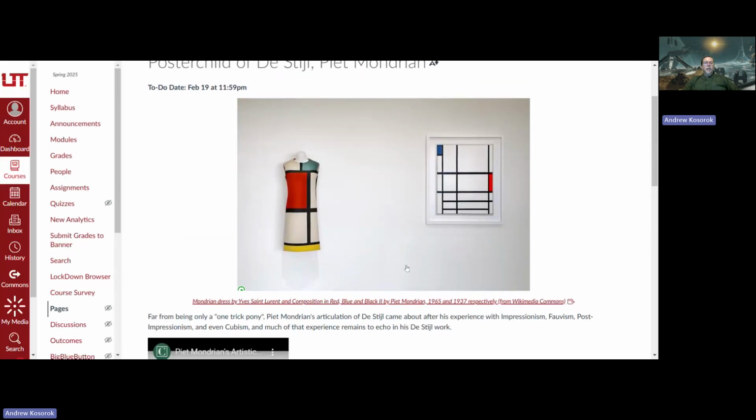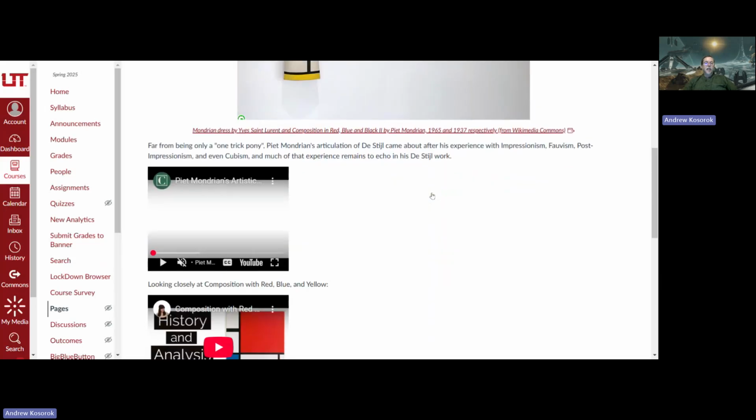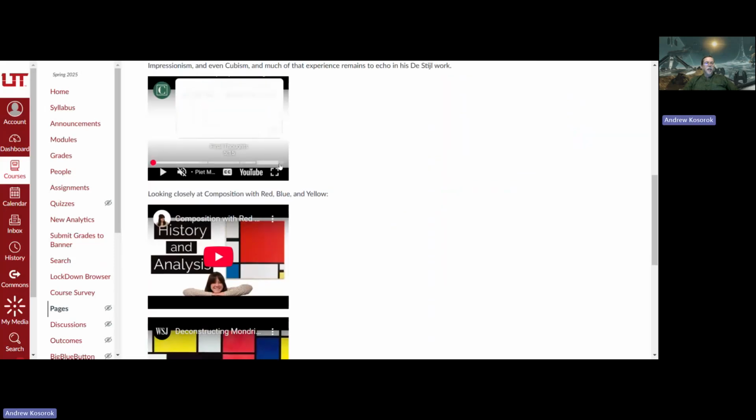So we looked at Piet Mondrian. I call him the poster child of De Stijl. And it's interesting, here's one of the paintings inspired by him. Here's a dress that he designed. No, this isn't a dress he designed. This is a dress designed by Yves Saint Laurent, but it was inspired by a Mondrian painting. It's really fascinating to me. You can see the direct connection between this and the paintings. And this talks about his art style quite a bit.